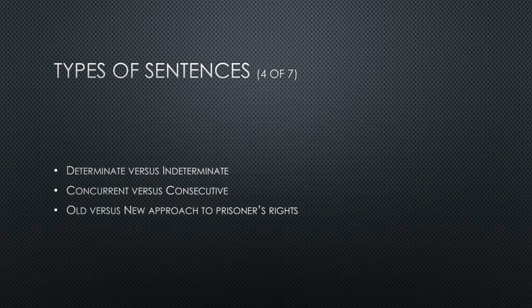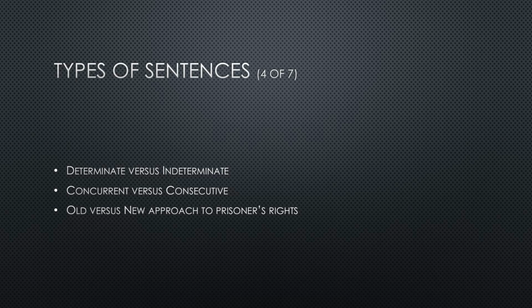A couple more categories of sentences. First is the difference between determinate and indeterminate. So a determinate sentence is a fixed term, such as 5 years in prison, whereas an indeterminate sentence is more open-ended. Maybe it's 2 to 15 or 2 to 10 or something like that. The sentence is not yet fully determined, so that's indeterminate.